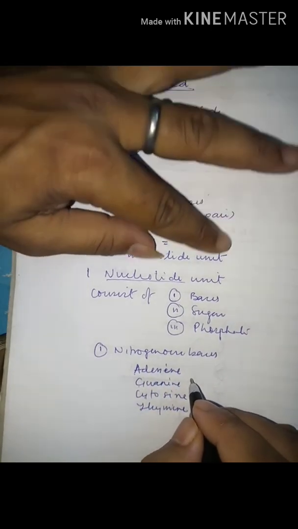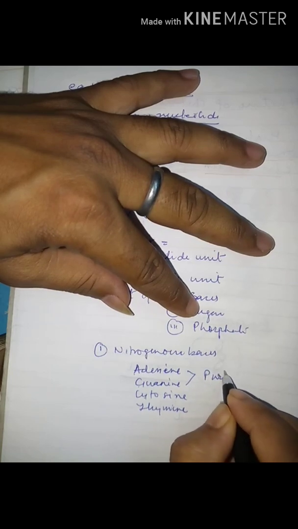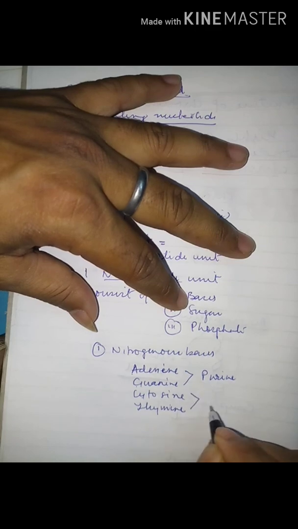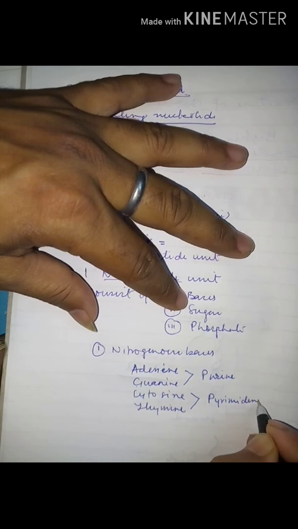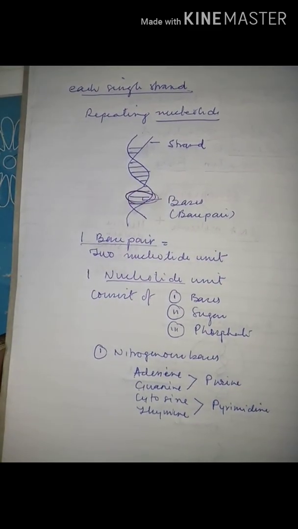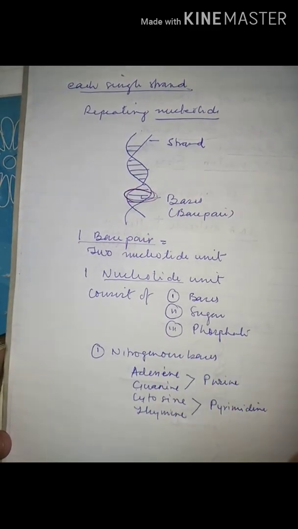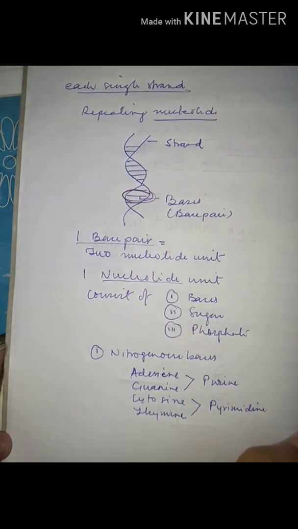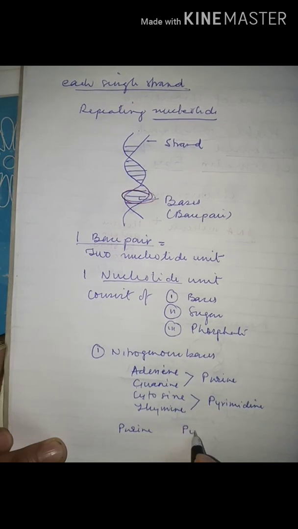These bases are categorized into two categories. Adenine and guanine are considered purine bases. Cytosine and thymine are considered pyrimidine bases. Clear? Now, whenever one base pairs with another base, the pairing must be between a purine and a pyrimidine.